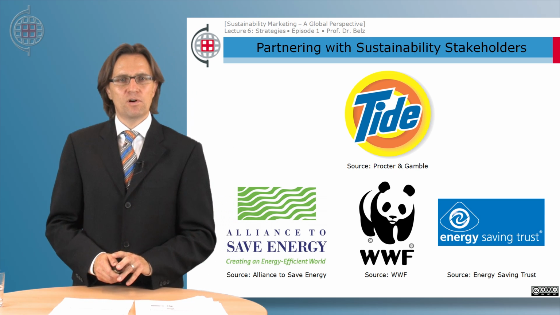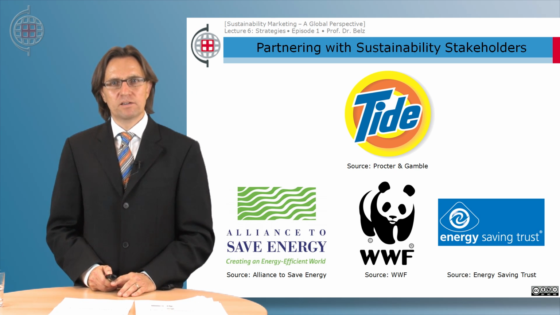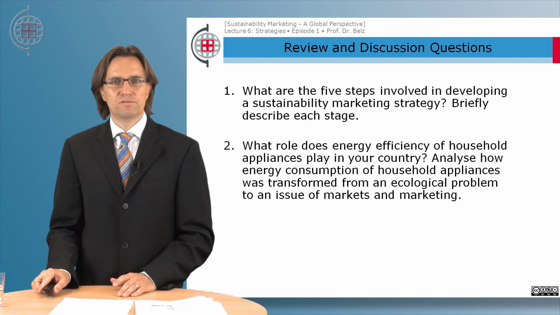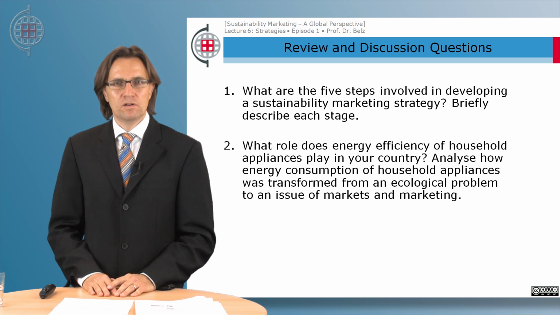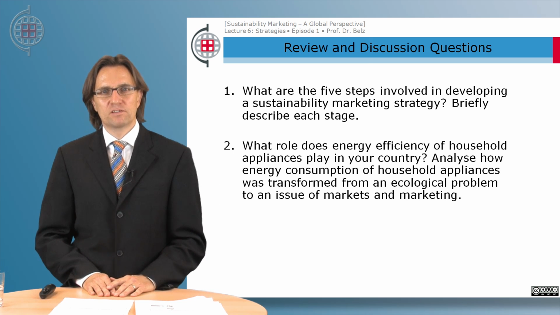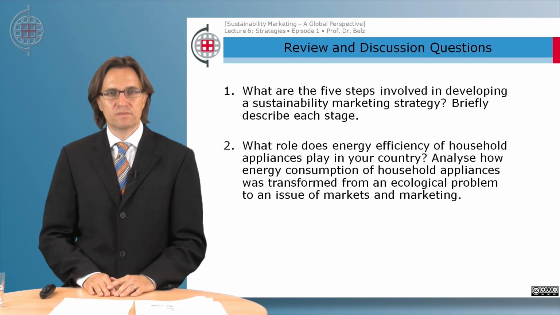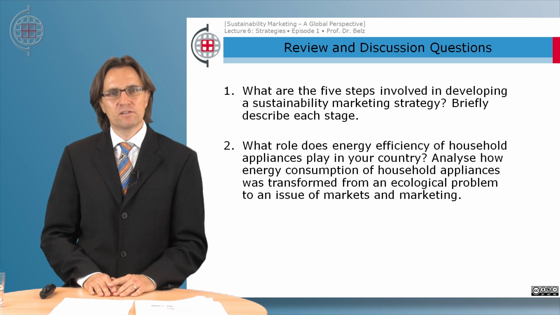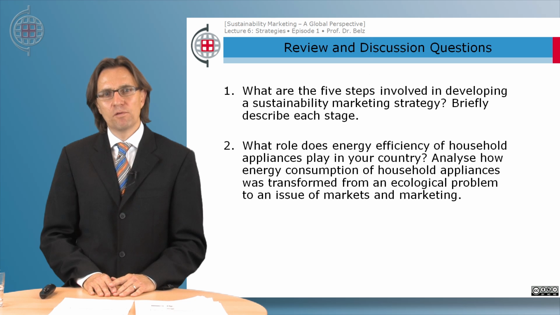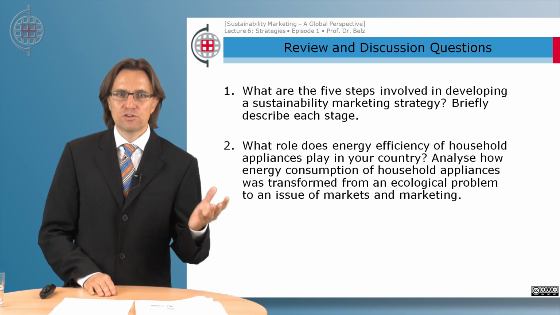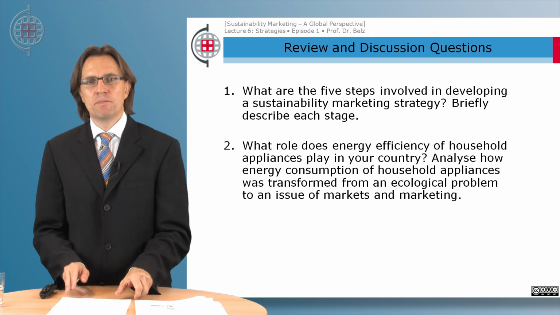So these are the different steps of developing a sustainability marketing strategy. Here are the review and discussion questions. What are the 5 steps involved in developing a sustainability marketing strategy? Briefly describe each stage. And second, what role does energy efficiency of household appliances play in your country? Analyze how energy consumption of household appliances was transformed from an ecological problem to an issue of markets and marketing.